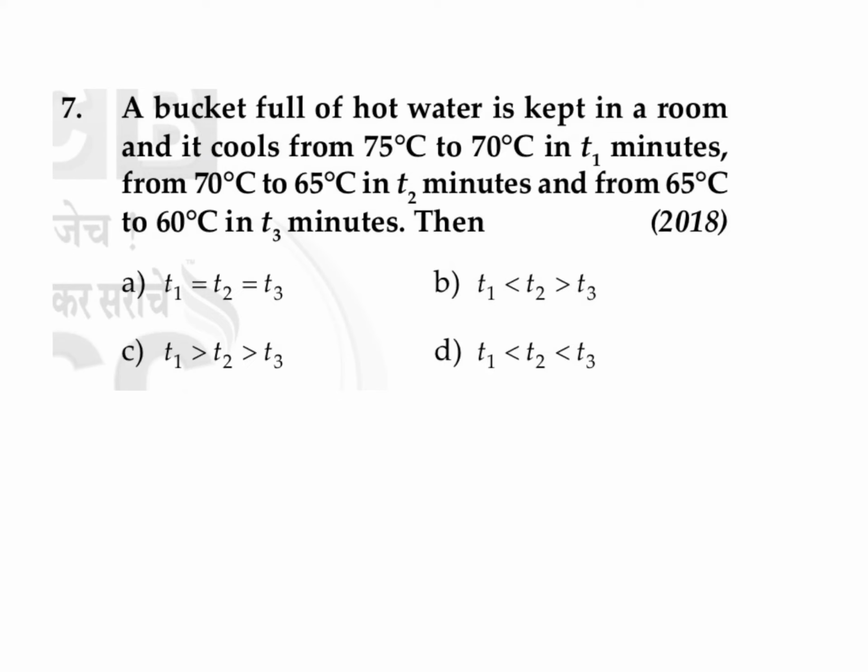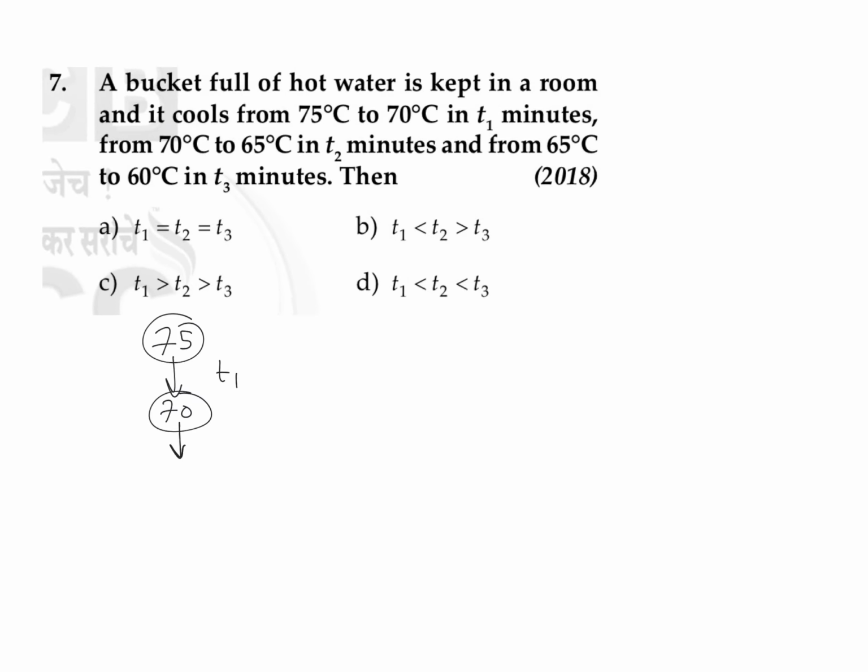A bucket full of hot water is kept in a room and it's cooled from 75 degrees Celsius to 70 degrees Celsius in time T1 minutes, from 70 to 65 in T2 minutes, and from 65 to 60 degrees Celsius in T3 minutes. So you know that first it is changing the temperature from 75 to 70 in a time of T1. Then the temperature is changing from 70 to 65 in a time of T2, and from 65 to 60 in a time of T3.